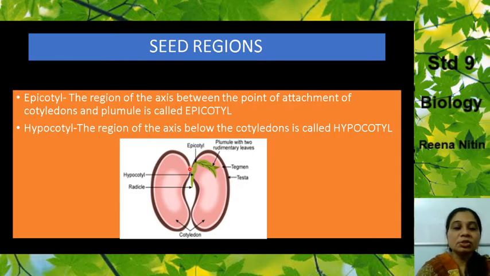Now the second seed region is the hypocotyle. What is this region? The region of the axis below the cotyledons is known as the hypocotyle. This part is the hypocotyle and this is the epicotyle.